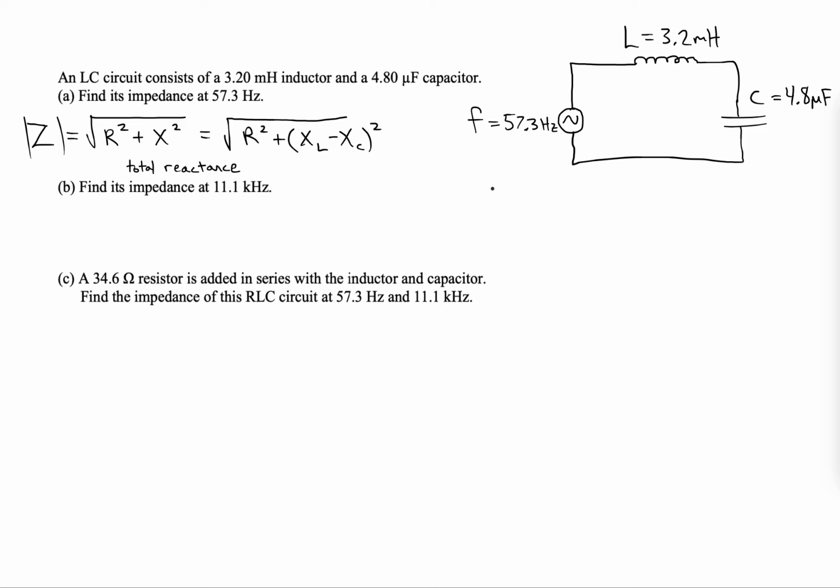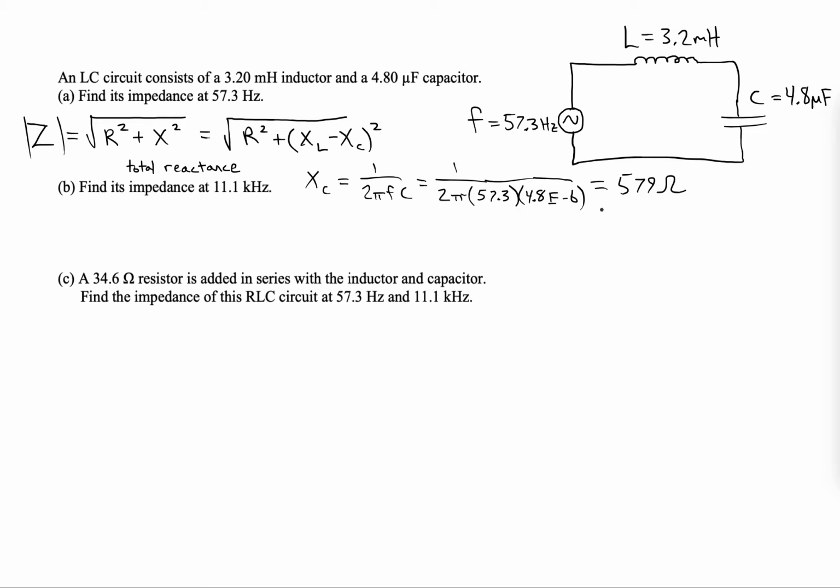So we want XC, which is 1 over 2 pi FC. Okay, so 1 over 2 pi times 57.3 times 4.8E minus 6.